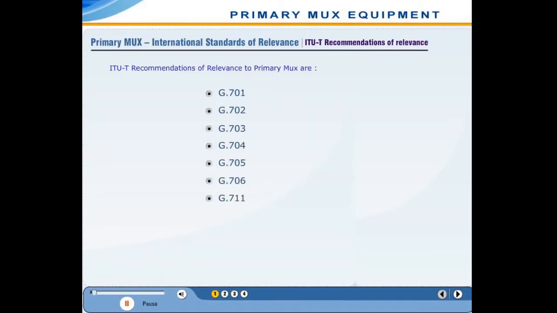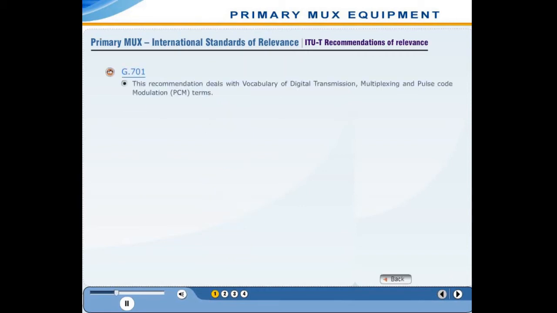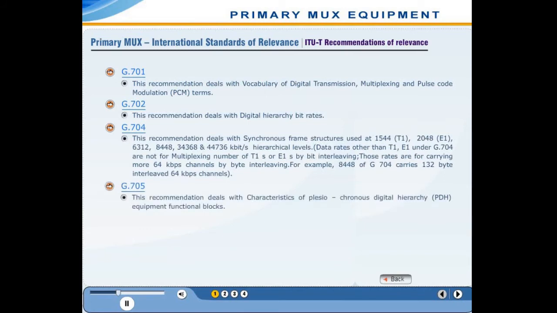Relevant ITU-T recommendations for primary MUX are G701, G702, G703, G704, G705, G706, G711, G712, G732, and G823. Let us learn the ITU-T recommendations of relevance for primary MUX.